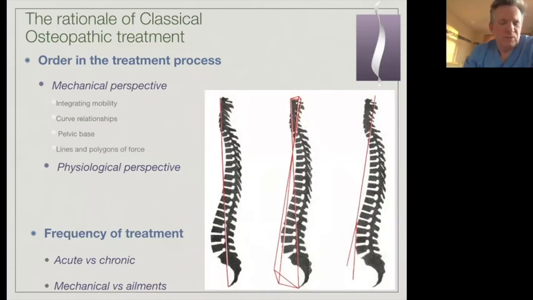And then very, very briefly, this is a lecture or two in its own right, just sort of saying how that kind of fits in our thinking with our models of the lines of force, the polygons and so on. And remember, these are conceptual things based on mechanical concepts applied to the human spine. It's not going to be 100% universal. We're trying to understand how forces work through the living spine and see how our treatment can relate to that. And again, thinking about that in terms of the order of treatment.